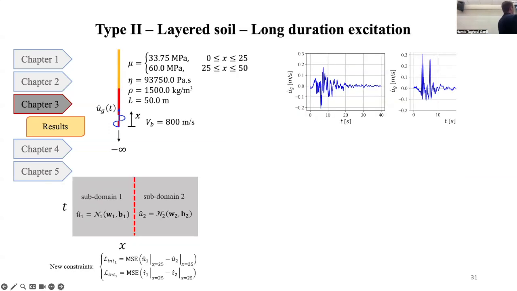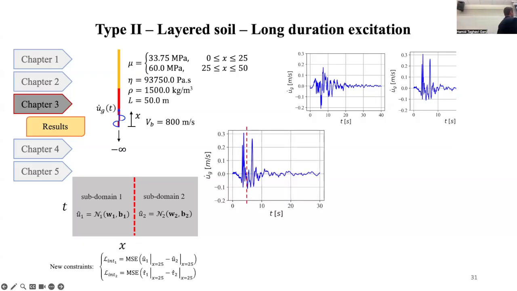As the final example of this section, we considered a soil column with 2 layers, and we have discrete changes in the mechanical properties of these 2 layers. Because we have this discrete change, we need to do domain decomposition. In domain decomposition, we assign one network to each of these subdomains, and we can relate the responses of these 2 networks to each other by considering the continuity of the displacement and stresses at the intersection of these 2 subdomains.